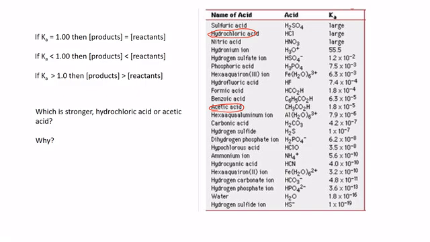Well, acetic acid is going to be the weaker acid because it has a Ka value that's much smaller than 1. Hydrochloric acid is the stronger acid because it has a Ka value that's so large, you simply put it down as being large. It's so much greater than 1.